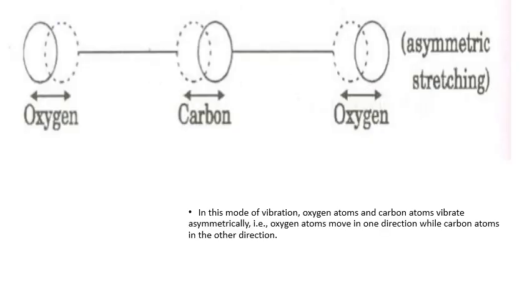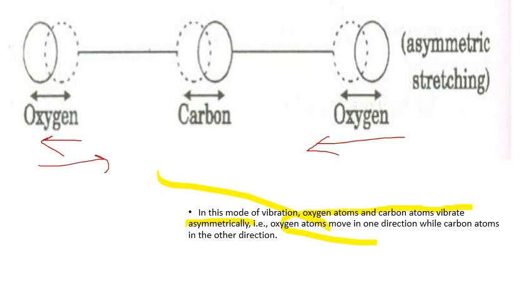The third type is asymmetric vibration, in which the oxygen and carbon atoms vibrate asymmetrically. Asymmetrically means the oxygen atoms move in opposite directions. Suppose this oxygen atom moves in the outward direction, then this one will move in the inward direction. And similarly, if it moves inward, then this will move outward. This is called asymmetric stretching.